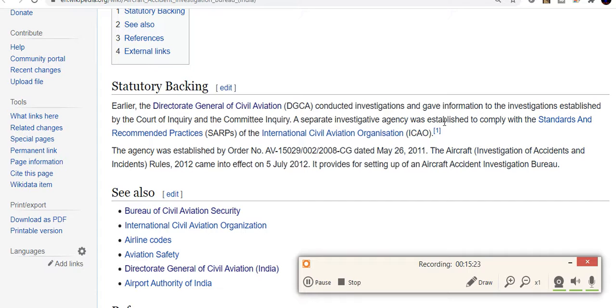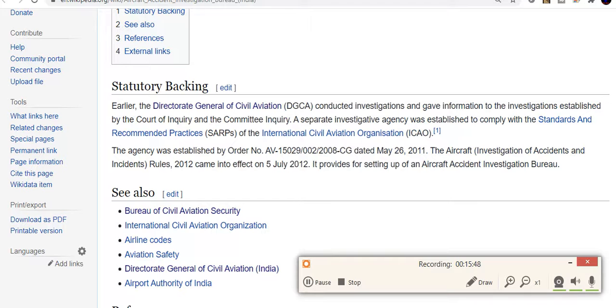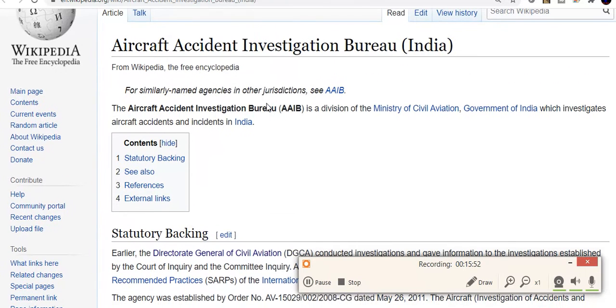A separate investigation agency was established to comply with the standards and recommended practices of the International Civil Aviation Organization. So because of hijacking and different kinds of incidents and all those things, because of this standard and recommended practices of ICAO, this body has been created for specialization. So you can link this particular thing with your specialization.